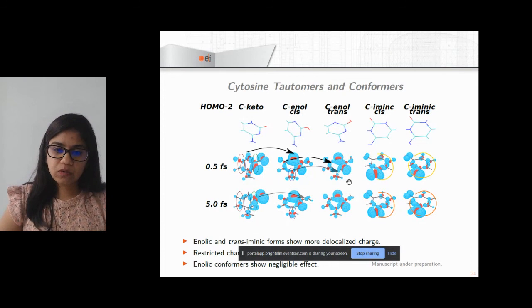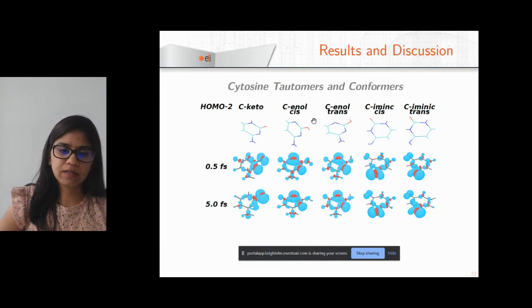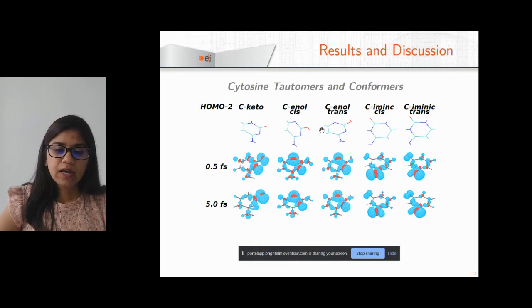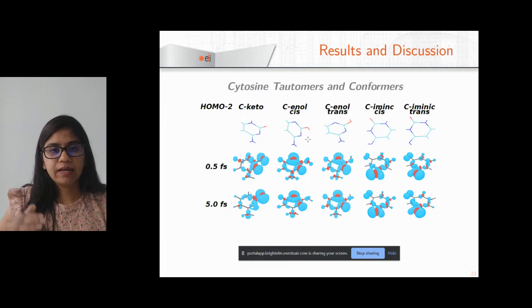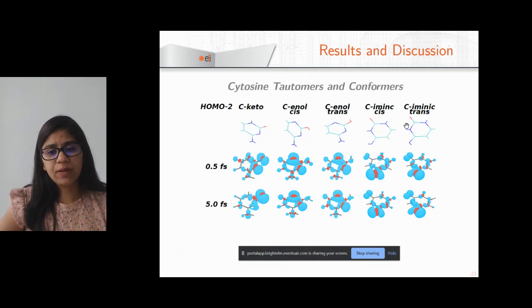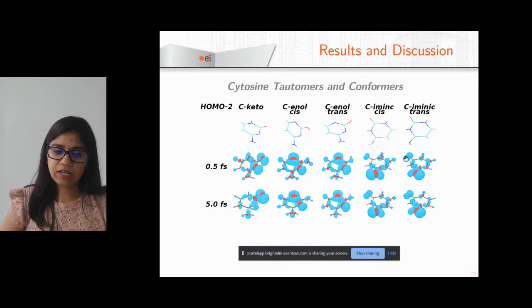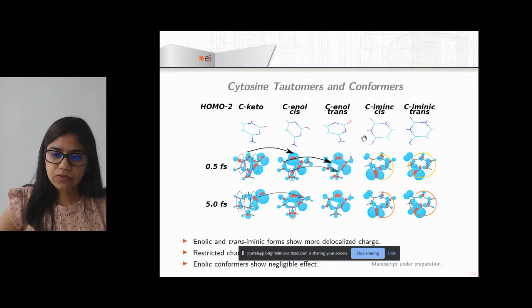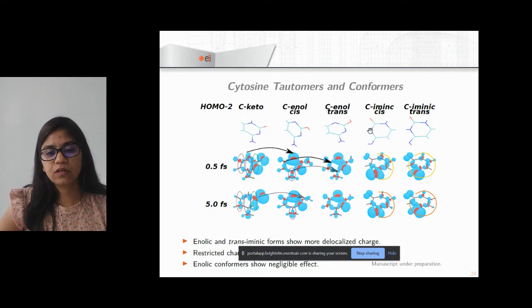And okay, so maybe this doesn't have too much effect, because the distance between the NH2 and the OH is quite large, and maybe this effect is kind of reduced because of the distance. But what about the iminic form, where the distance between these two is very, very short? So will it affect the charge migration? It indeed affects the charge migration.